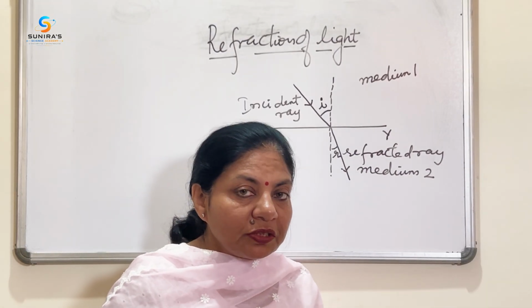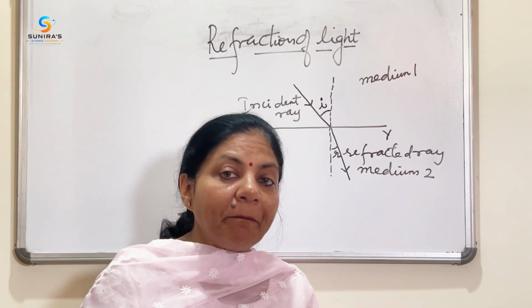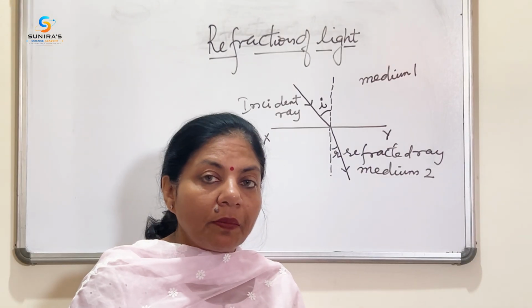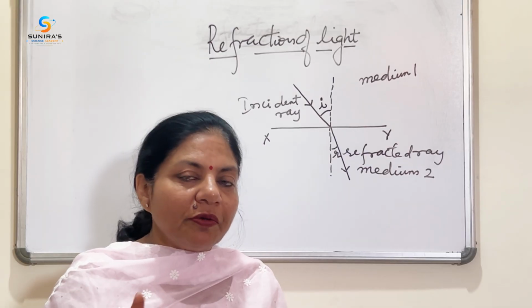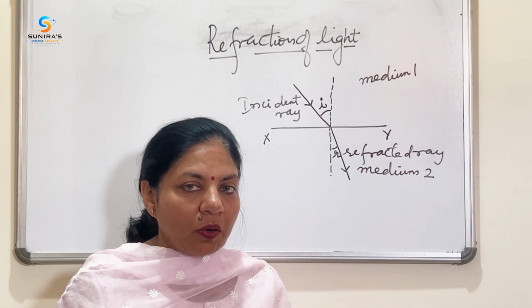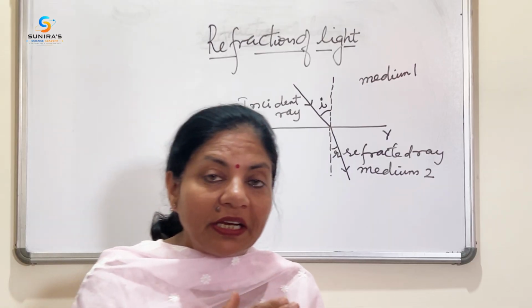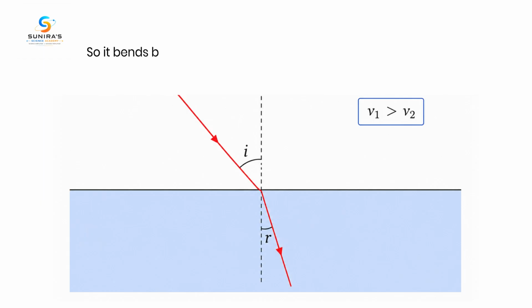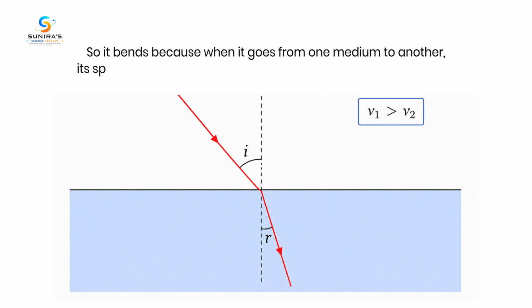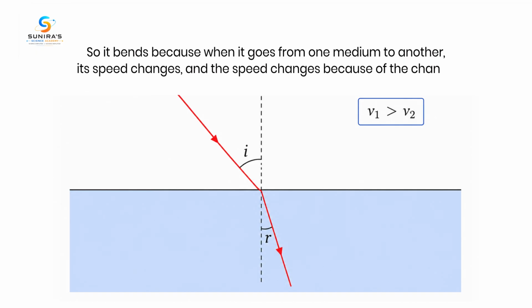Now we will observe the light may bend towards the normal or away from the normal. This would depend on what? So before we discuss this, let's find out why light bends when it goes from one medium to another. It bends because when it goes from one medium to another, its speed changes. And the speed changes because of the change in the optical density of the medium.